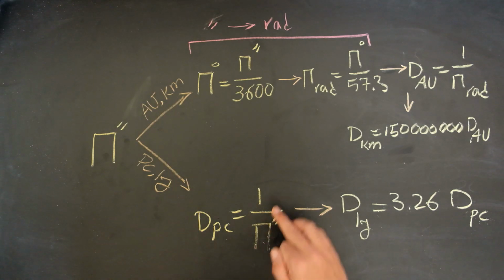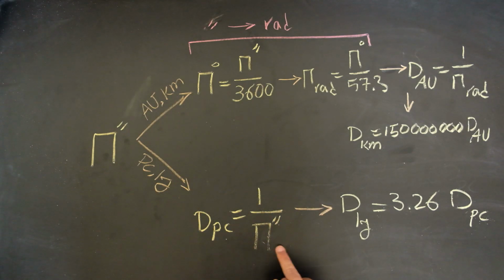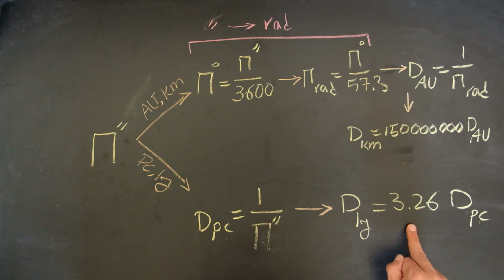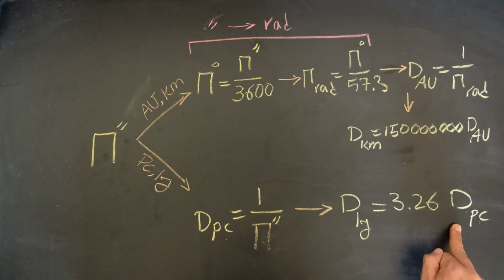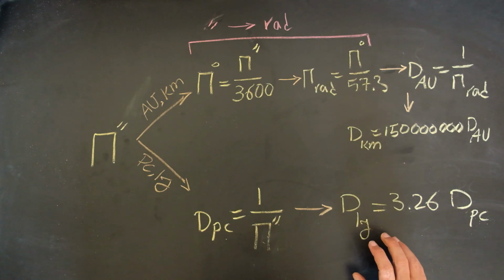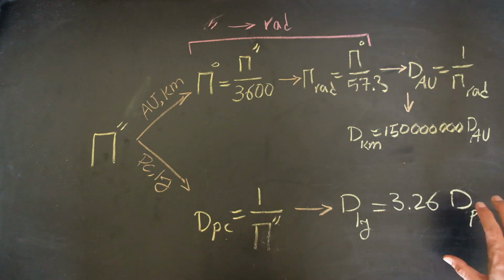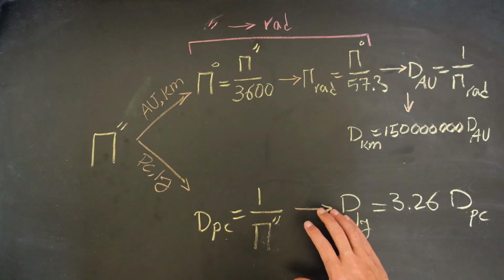So take that parallax, 1 over parallax in arc second is simply distance in parsec. And distance in light year is simply 2.26 times distance in parsec. That's the main reason a lot of people use parsec and light year in astronomy, because these are easy numbers to deal with.